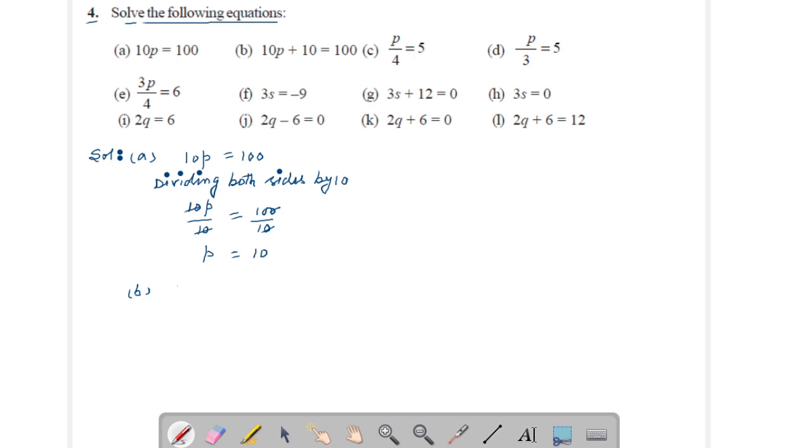It is 10p plus 10 equal to 100. Here remove 10 from left hand side. Only remove this plus 10 by subtracting 10 from it. Subtracting 10 from both sides.